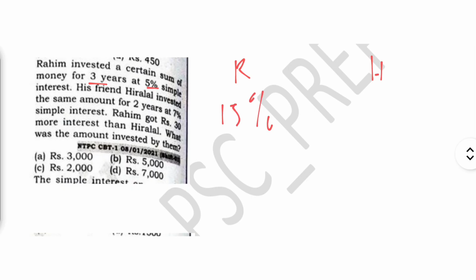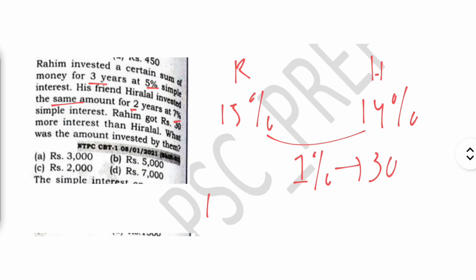15%. His friend Hiralal invested the same amount for 2 years at 7%. What is the amount? 14%. And they say that Rahim got 30 more interest than Hiralal. Of course, Rahim has 15% simple interest, this has 14% simple interest, so Rahim will have more. So 1% value, he says it is 30. So 100% value is how much? 3,000. This is the problem that I want you to solve on your own, but still I will show you this one.